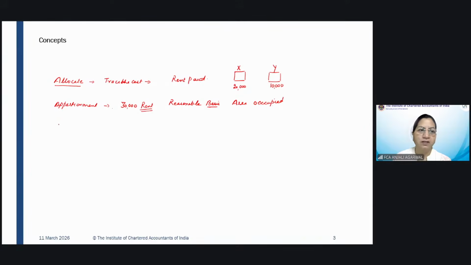The third is absorption. Here the overheads are absorbed on a predetermined basis.